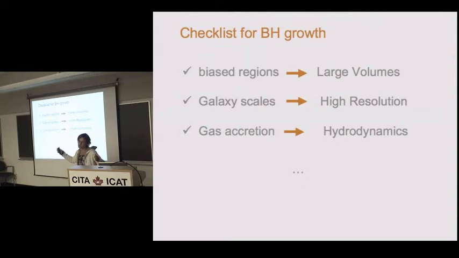These biased regions are rare. These objects are in fact rare in the first place. But within these large volume simulations, you still want to try and understand what happened on galaxy scales, understand how the gas gets into galaxies, eventually into the black holes. So you need high resolution. And eventually, because we are trying to understand gas and what gas does as it gets into a galaxy, you need to do this with hydrodynamics as well.